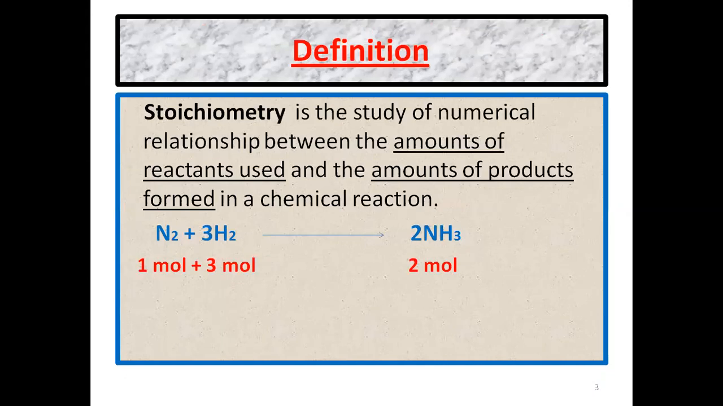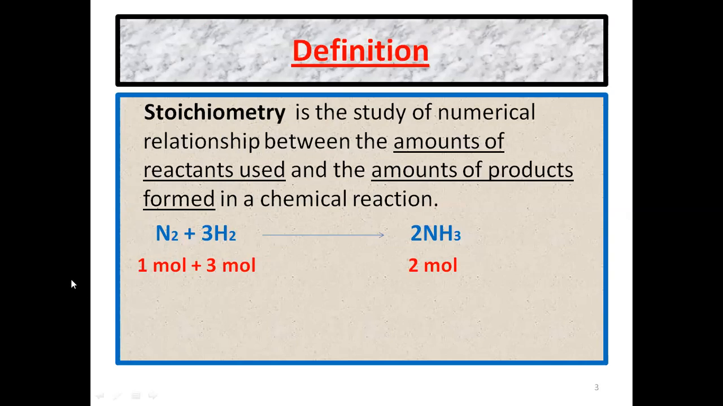Stoichiometry is the study of the numeral relationship between the amounts of the reactants used and the amounts of the products formed in a chemical reaction. It shows the relationship between the number of moles of reactants used in a particular reaction and the amount of the products formed in that chemical reaction. So it gives a mole to mole and mole or mass relationship of any chemical material in the chemical reaction.